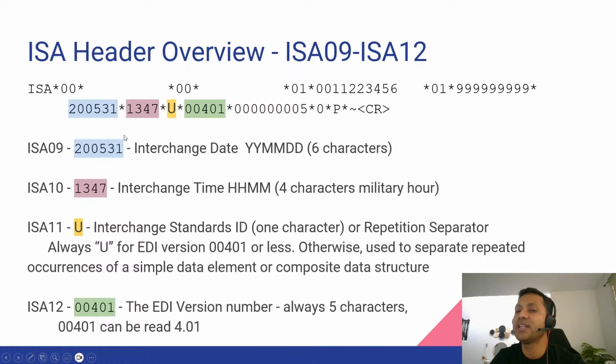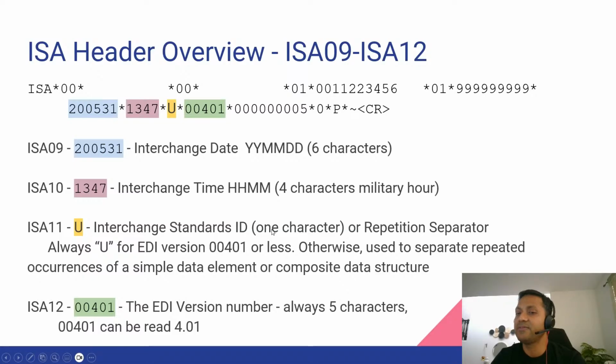The purpose of this is to indicate the date the interchange was created. So when the file or the interchange was created is exactly 6 characters in the format as I mentioned, YYMMDD. ISA 10 is the time stamp. So 1347 is basically HHMM, 4 characters, military hours. So that defines the time stamp. ISA 11, so this is 4 characters.